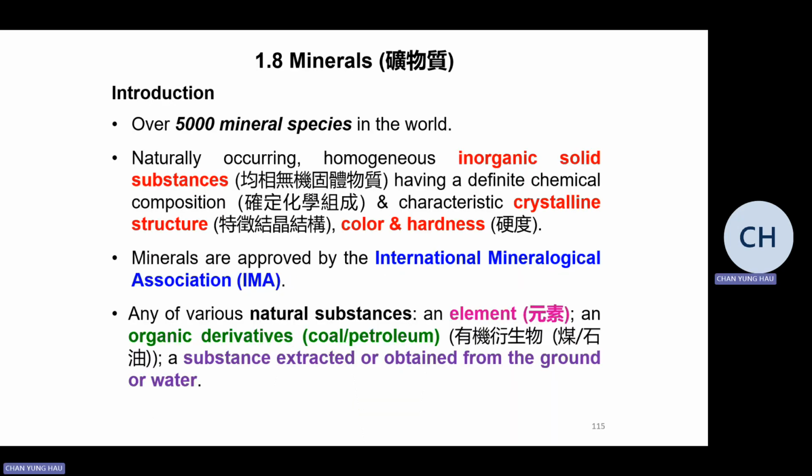The last part of this chapter 1, we will introduce some minerals. Again, minerals are a kind of component used in cosmetic products as well. There are over 5,000 mineral species in the world. Most of them are elements from the periodic table, and they may be inorganic solid substances, either with a crystallized structure, with some color or hardness. Most of them are elements; some of them will be organic derivatives.